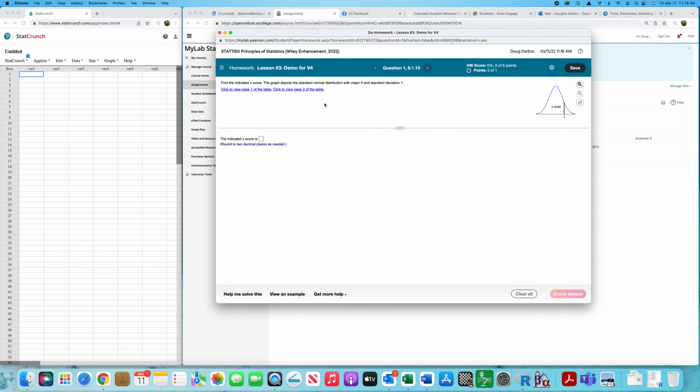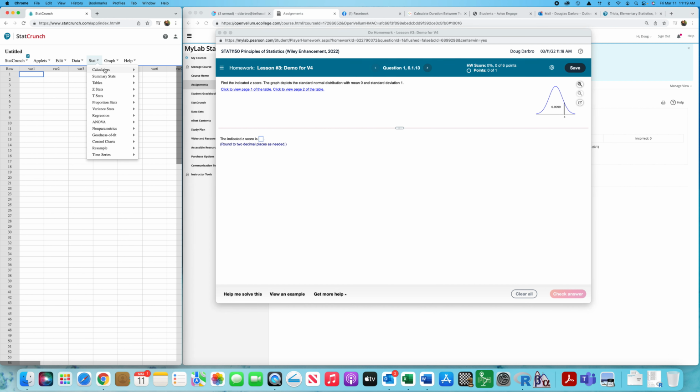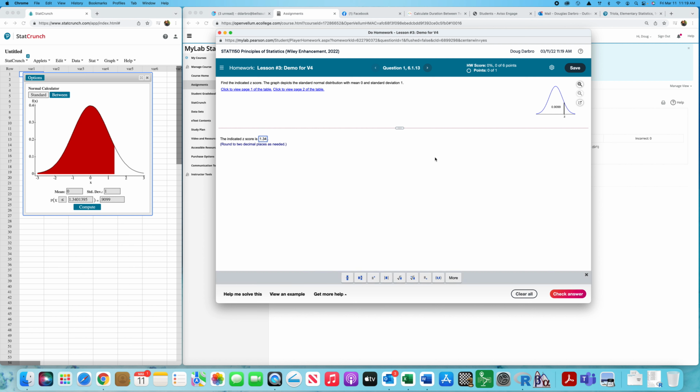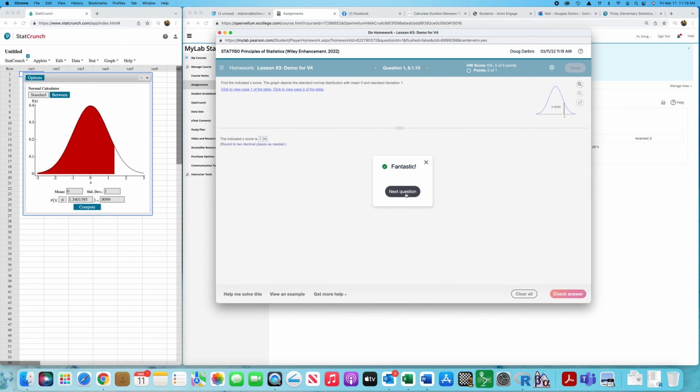So find the indicated z-score. The graph depicts a standard normal distribution. So we need a z-score that has 0.9099 area to the left. So that should be pretty straightforward. So go to the normal distribution. Make sure the mean is 0, standard deviation is 1, and I need less than some value that has 0.9099 to the left. So rounding to 2 decimal places, we need 1.34. And it should be pretty straightforward.